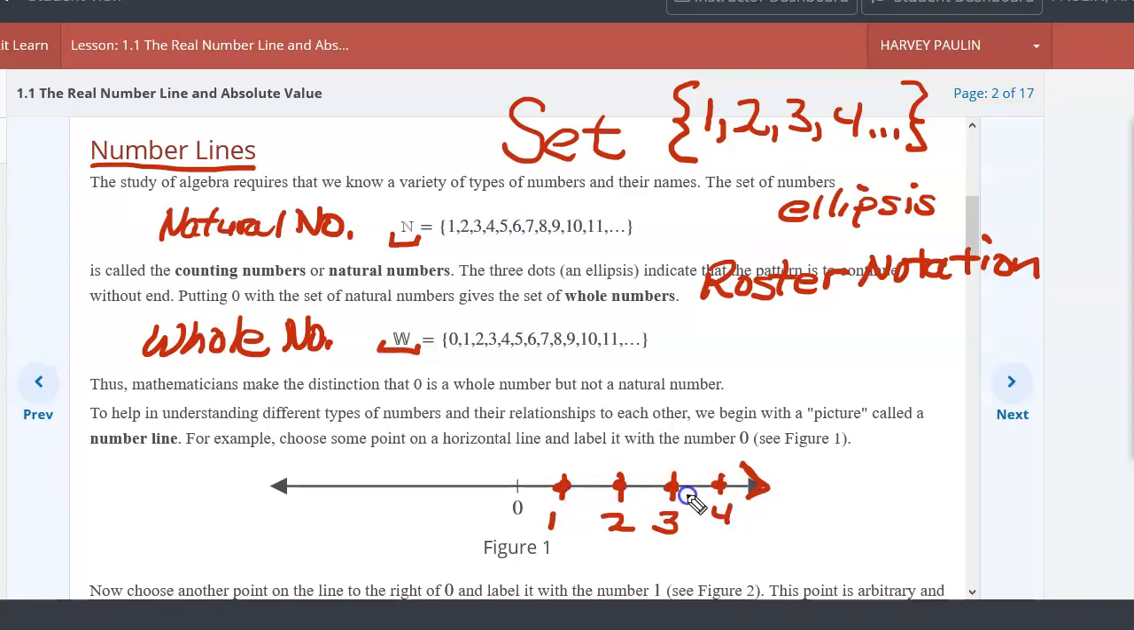Well, how would I make this into a graph of whole numbers? I would just put a dot on the 0. Now we're going to go on to our next area, but while we have this graph here, I'm going to use it to indicate our next grouping of numbers.